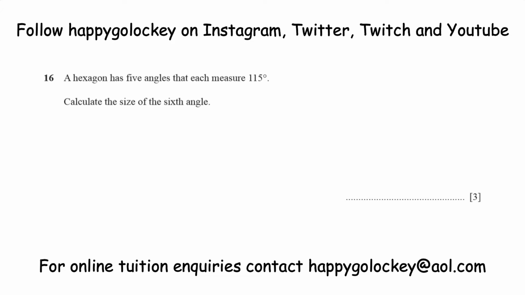We're on to the 2020 Specimen Paper 2, the extended questions from the GCSE, and this question is all about interior angles of a hexagon. The question goes as follows. A hexagon has 5 angles that each measure 115 degrees. Calculate the size of the 6th angle.